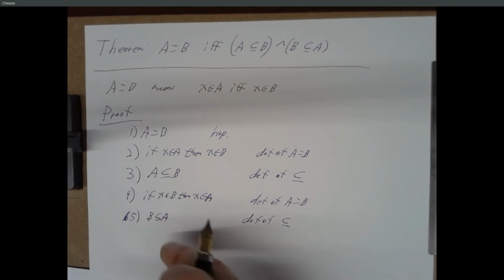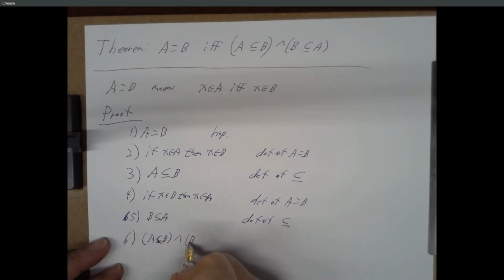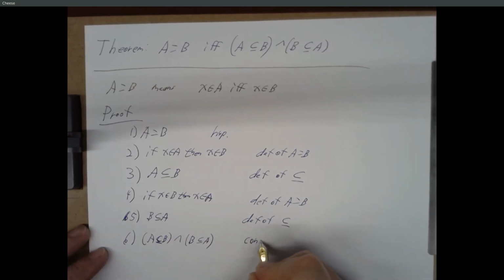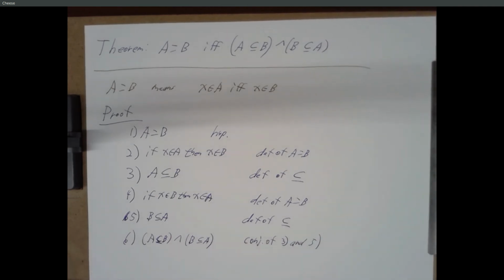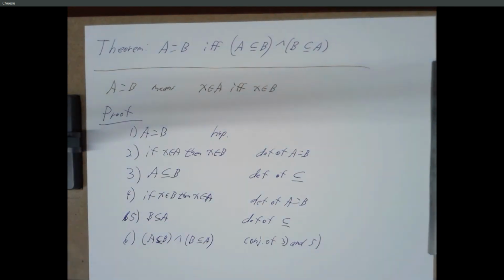And we've stated two things here, so we can state that the conjunction of those is true. So we can say A is a subset of B, and B is a subset of A. That's just the conjunction of 3 and 5. So we've already proven if A is equal to B, then this right-hand side is true. So we got one of those arrows. To do this completely, we need to do the other direction as well.